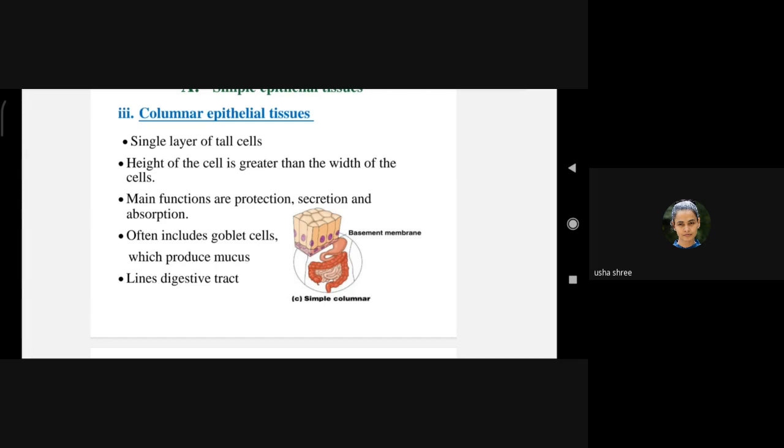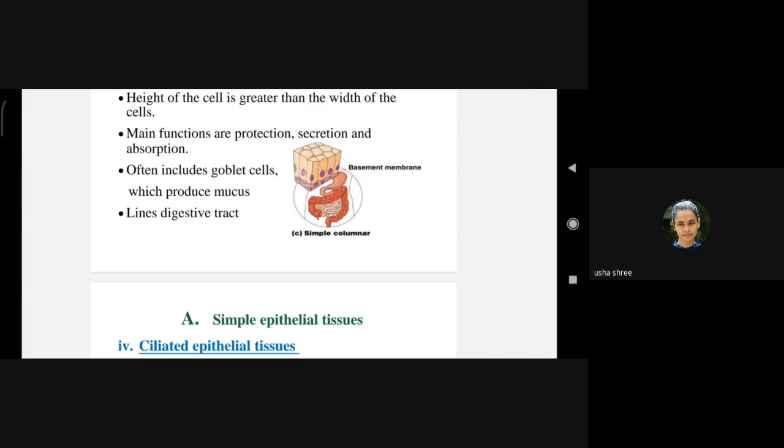No. Cuboidal cells do not store it. They just produce. They contain goblet cells, and goblet cells just produce mucus. They don't store it. It's columnar, right, ma'am? It's not cuboidal, sorry, it's columnar. Columnar epithelial cells contain goblet cells, and goblet cells just produce mucus. They don't store mucus. Mucus forms a separate layer. Yeah, got it. Okay. So we can find this in the linings of the digestive tract too.